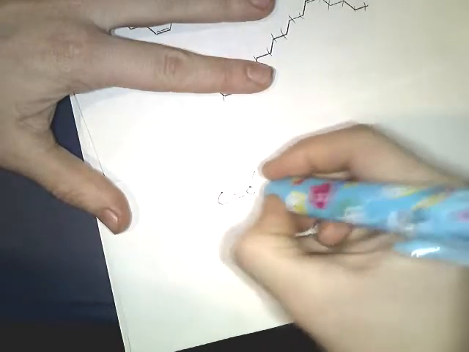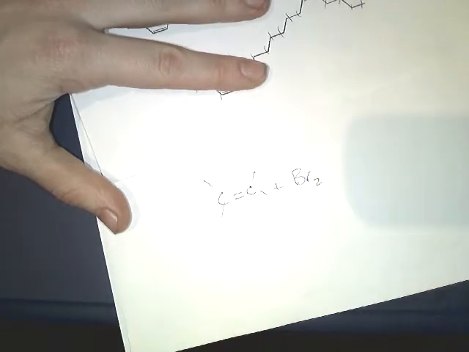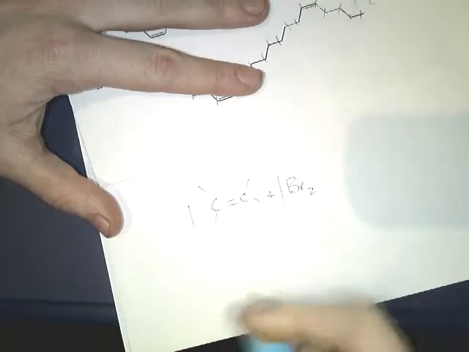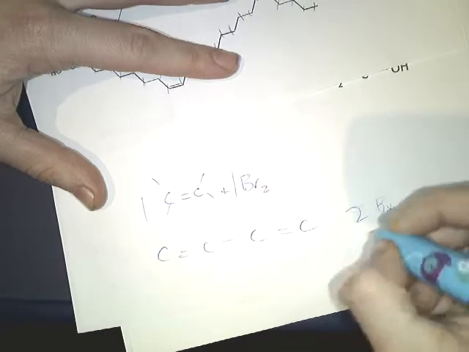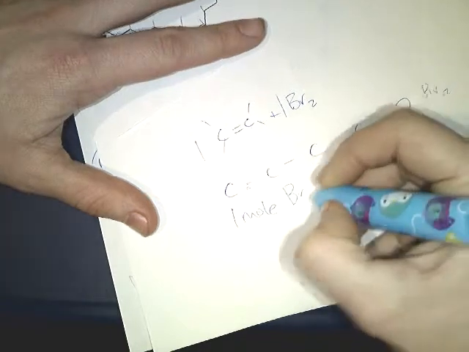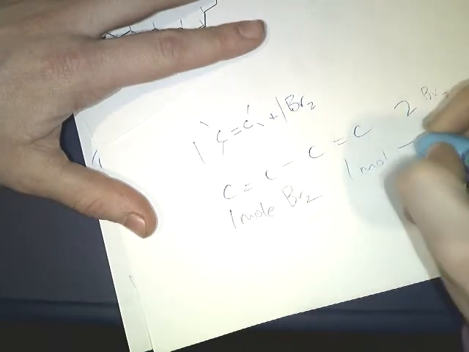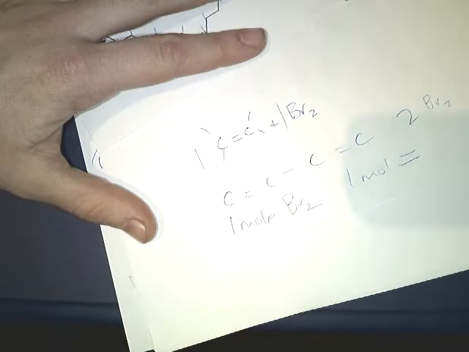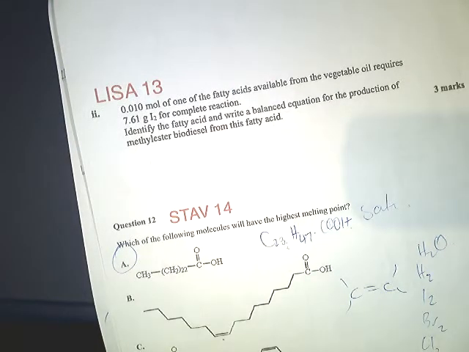If we've got one double bond, it'll be one bromine or whatever it is. It'll be a 1-to-1 ratio. But if we've got two double bonds, it's going to require two bromines. So it's 1 mole of bromine to 1 mole of double bond. If you've got 2 moles of double bond, you need 2 moles of bromine. So with that in mind, it says 0.01 mole of the fatty acid. So that's the mole ratio of the fatty acid.